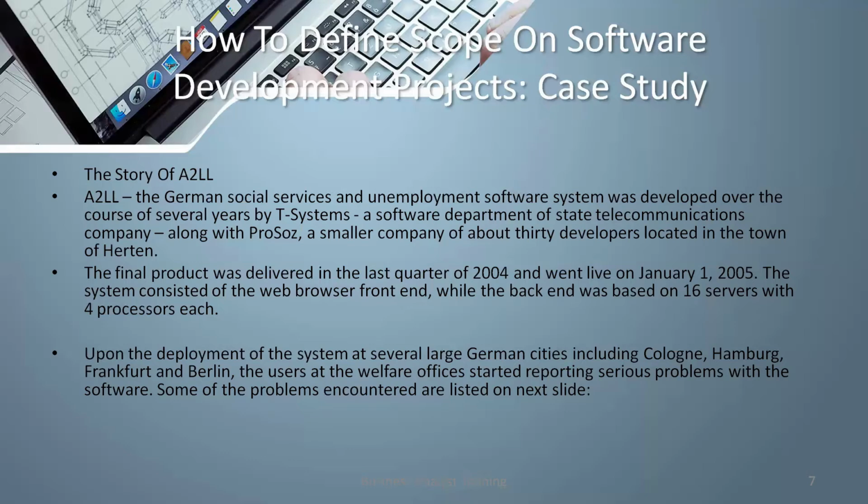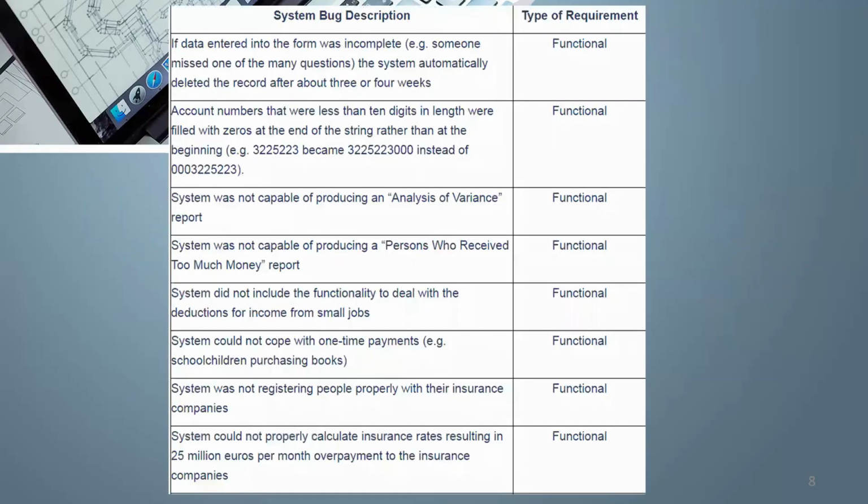The system consisted of a web browser front-end, while the backend was based on 16 servers with 4 processors each. Upon deployment of the system in several large German cities, including Cologne, Hamburg, Frankfurt, and Berlin, the users at the welfare offices started reporting serious problems. So it was implemented in different cities, and when people started using it, they started reporting serious problems with the software. Let's look at the problems.